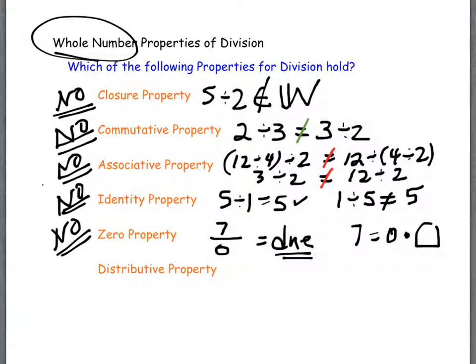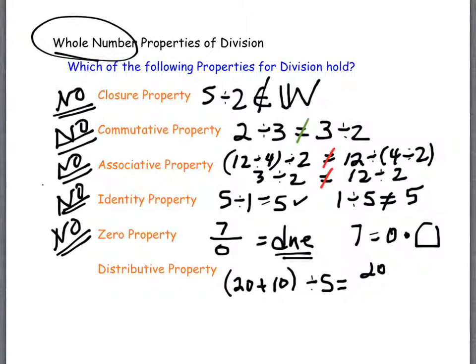Now the distributive property is interesting because the distributive property works in one direction and not in the other, kind of like the identity property does. So let me show you the direction that it works in. So let's say we had 20, and then remember addition, it's over addition or subtraction, so let's do addition. 20 plus 10 divided by 5.